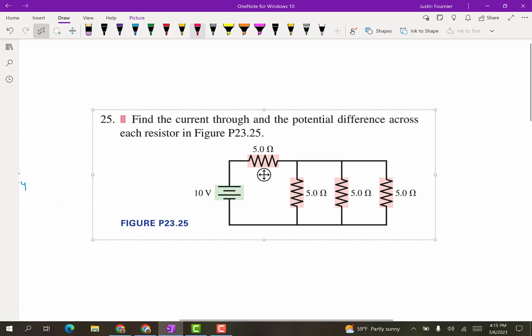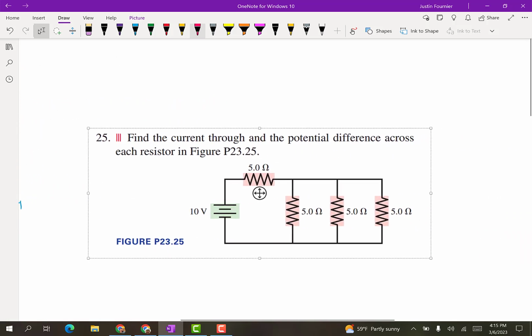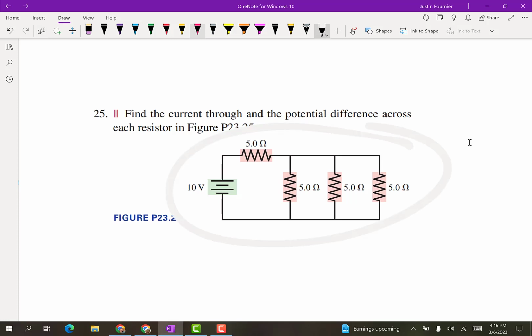I got asked to do this question from chapter 23, problem 25. It says, find the current through and potential difference across each resistor. So that's basically asking us to do a VIR chart, and here's our circuit right here.